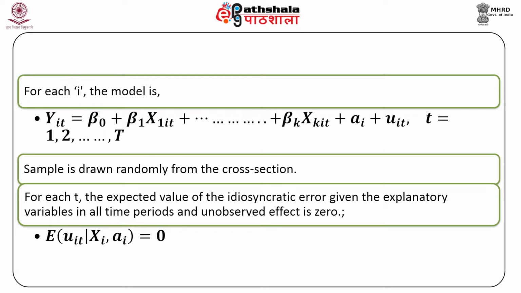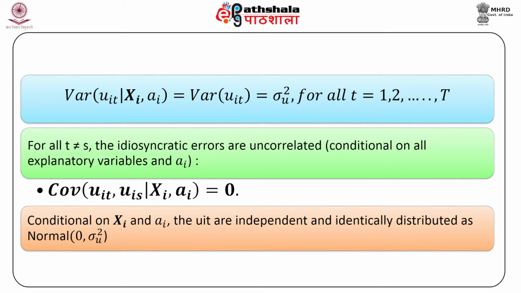Assumption number 3, for each t, the expected value of the idiosyncratic error given the explanatory variables in all time periods and unobserved effect is 0. That is, expectation of u_it given X_i and a_i is equal to 0. Number 4, variance of u_it given X_i, a_i is equal to variance of u_it is equal to sigma square u for all t going from 1 to capital T.